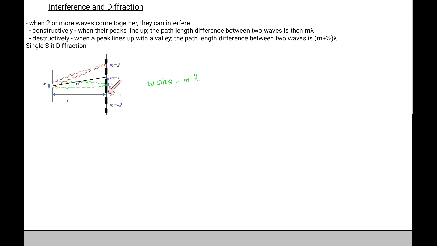And that happens symmetrically on either side. So we call this m = -1, m = -2. But this equation predicts the location of dark fringes for single-slit diffraction. Now remember that to go back and forth between constructive and destructive, all we have to do is add half a wavelength. So if we want to predict bright fringes, we'll say W sin theta = (m + 1/2) lambda.